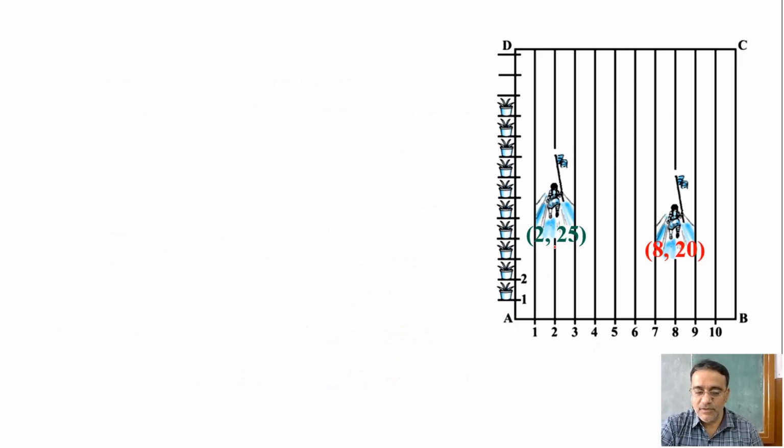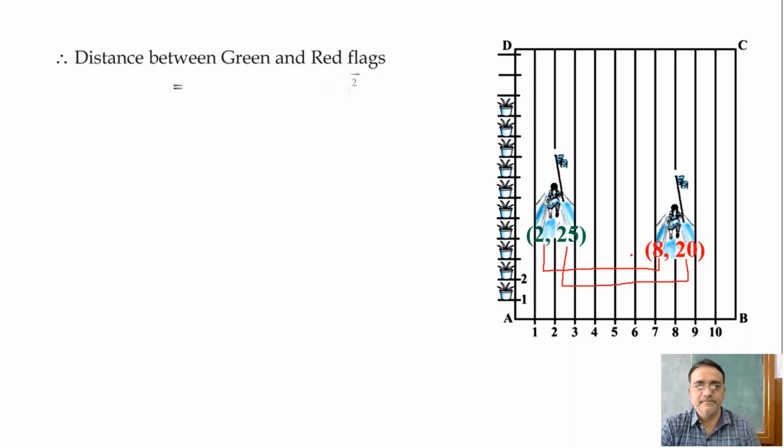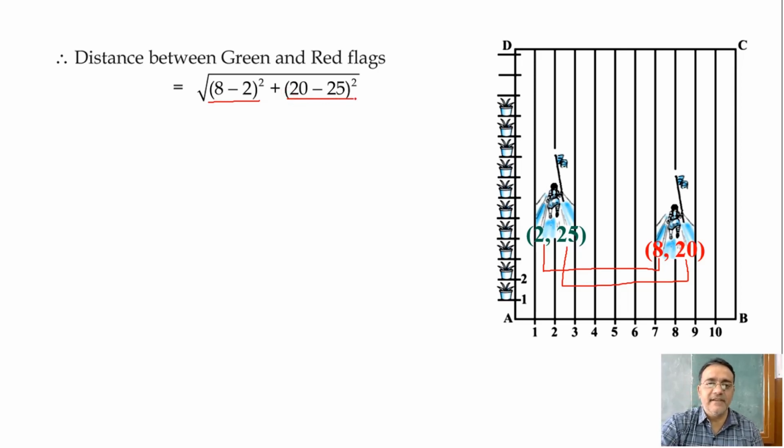So how will we find the distance? The square root of (8 minus 2) whole square plus (20 minus 25) whole square, this one. So what are we going to get here, how much are we getting, see? 36. And the second one 25. 36 plus 25 is root 61 meter. So this is the final answer.